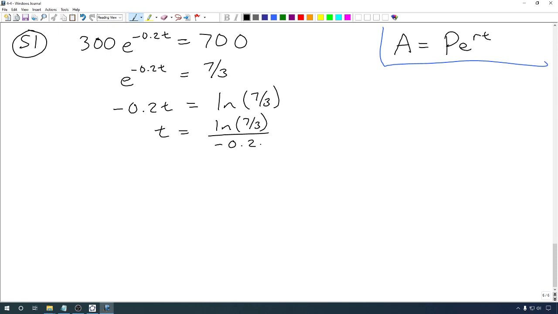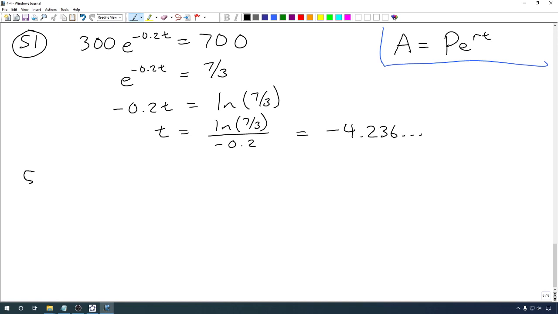And that looks like a very complicated expression, so we just go ahead and use a calculator. And we get an answer of negative 4.236, and so on. That is the t value that makes this work out.